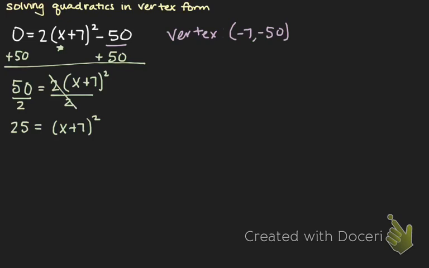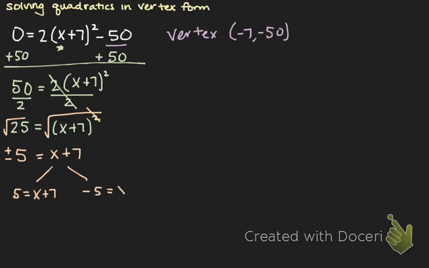Now in order to undo a square, I need to take the square root of both sides. So the square and the square root will cancel, leaving me with just x plus 7 on the right side. And the square root of 25 is not only positive 5, but it is also negative 5, since 5 times 5 gives me 25, as well as negative 5 times negative 5. So here's where I like to split the equation up into two separate parts. I like to write positive 5 equals x plus 7, and negative 5 equals x plus 7.